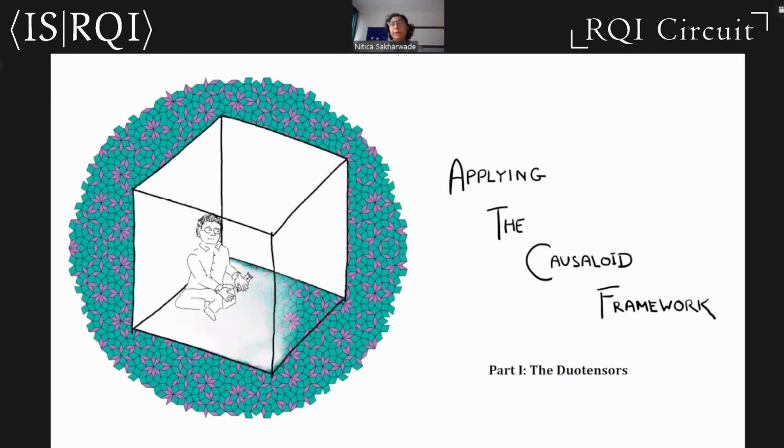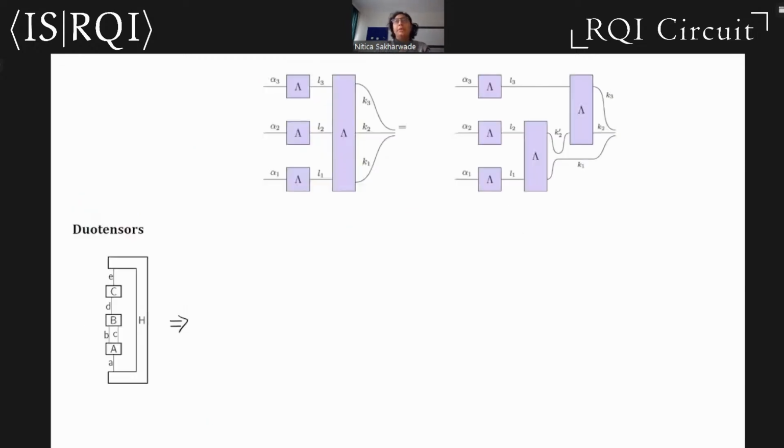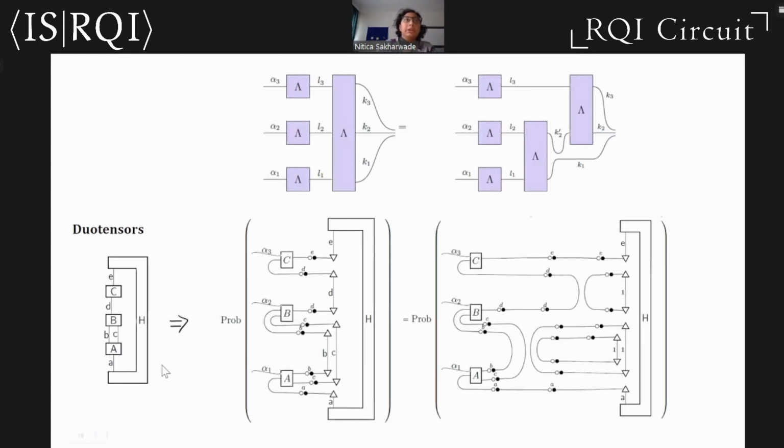So now we try to apply the Causaloid framework on the duotensors and the bipartite process matrices one by one, just to show the conclusion that I started with, that we find it on a particular rung of the hierarchy. So let's start with the Causaloid equation, and we try to massage the duotensor, which is a framework for GPTs that have a circuit structure. So they're a family of theories, and you can massage this such that you can start trying to identify these lambda matrices in terms of the objects of this circuit diagram.